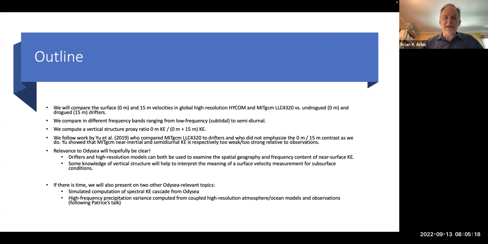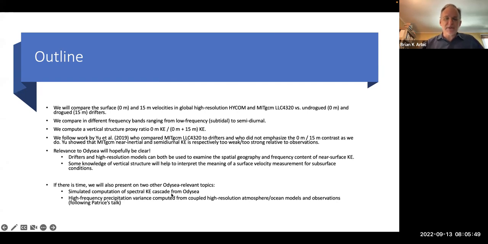And also, I've asked a few of you about this, since people seem to agree that some knowledge of vertical structure will be helpful for Odyssey, because if you're measuring velocities at the surface, you want to know what that implies for velocities as you go down into the ocean. So again, the main topic is this drifter paper, now in press, but I should have time to present briefly on two other Odyssey relevant topics.